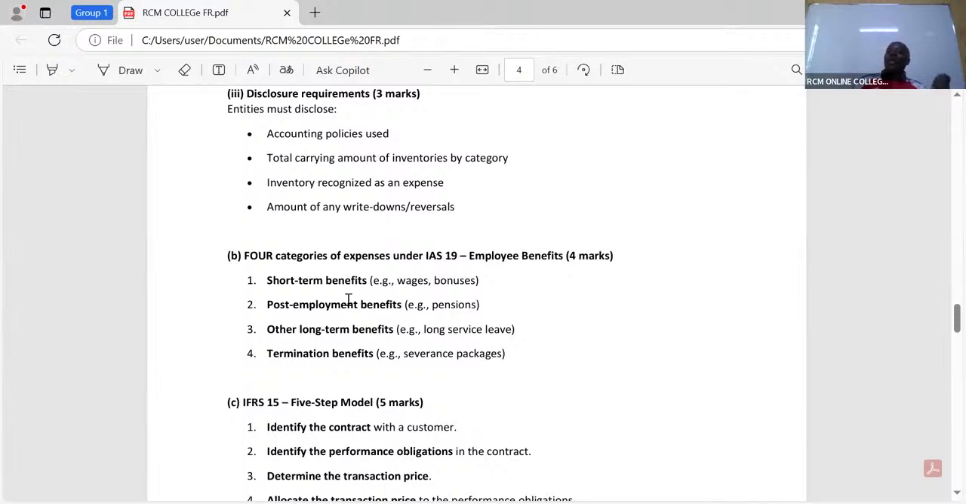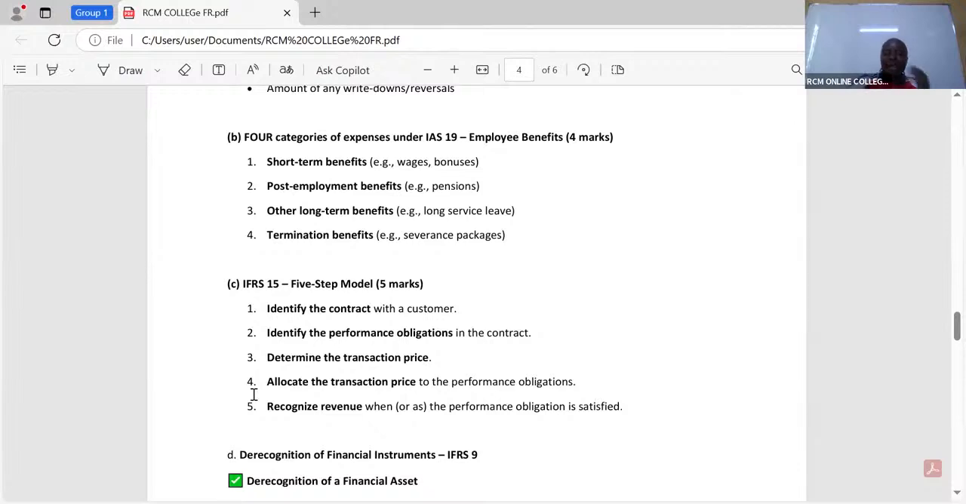So whenever you talk over IAS 19 employee benefits, ladies and gentlemen, and I hope you're writing them somewhere in a way that you'll not forget, we have the short-term benefits, what these people will be earning all through before they retire, post-employment benefits, the pensions, other long-term benefits like the long-term service. Then we have termination. Should we sack you? What happens?